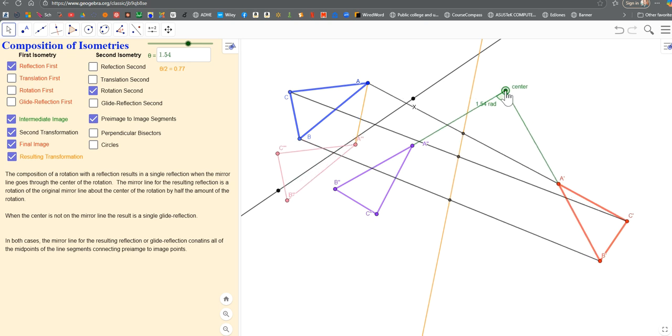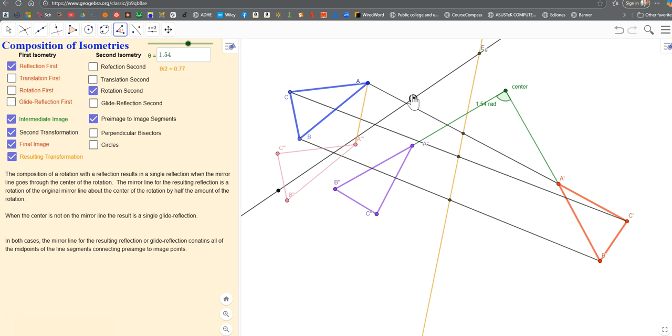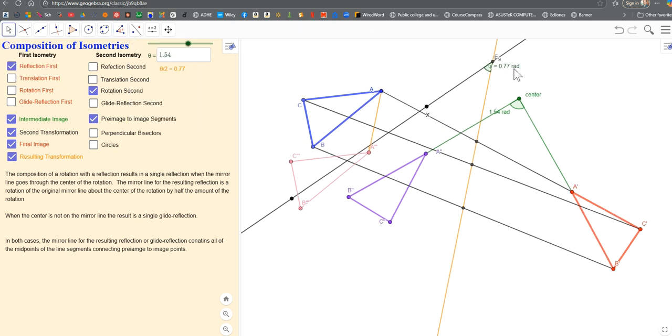And if it's not on the center, then let's see here. Okay, let's measure something here. Let's find the point of intersection of here and here. Let's measure the angle. Okay, and notice that is exactly half of that angle. So that's kind of what we were talking about there.